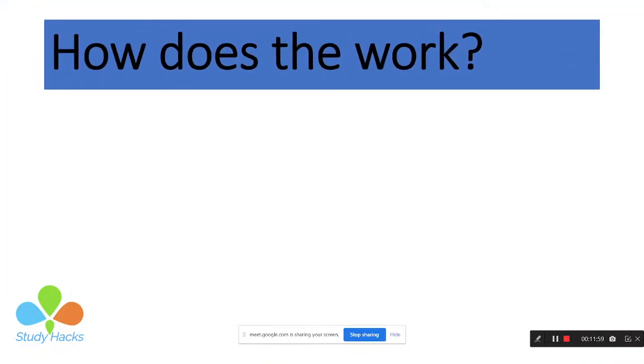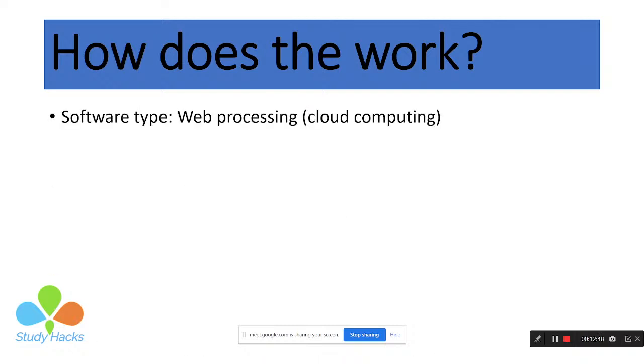Okay, so how does it work? Google Earth Engine has a web server. Google Earth Engine is a cloud-based server. When you write custom code, this code sends a message to your specialized server, and in a matter of seconds the server gives you the response. So Google Earth Engine is a cloud-based platform, and it has its own server. When you write the code, this code sends a message to the server, and in a matter of seconds, the server sends you a response. Its software type is web processing or cloud computing, so you don't need to download any software or anything.